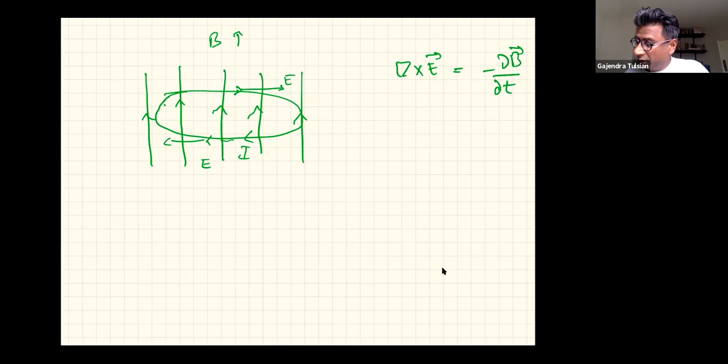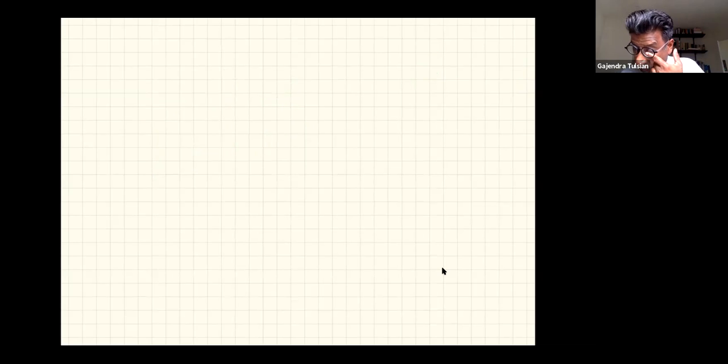Now, this is a little extra. You learn about this in Calc 3, and this is Stokes' theorem.